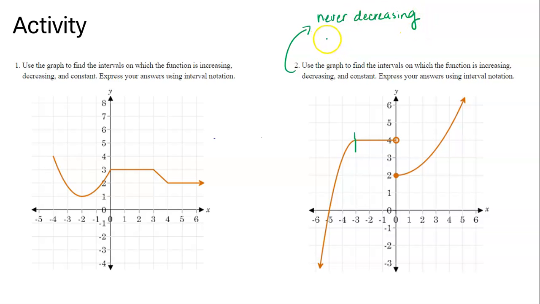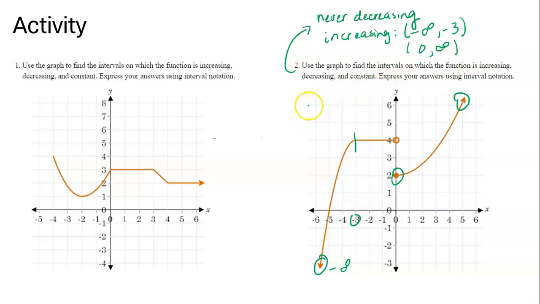Okay, so we are increasing from, if I start here, this is negative infinity to -3, and then from 0 to infinity, because that goes on forever. And then it's constant from -3 to 0 right here.